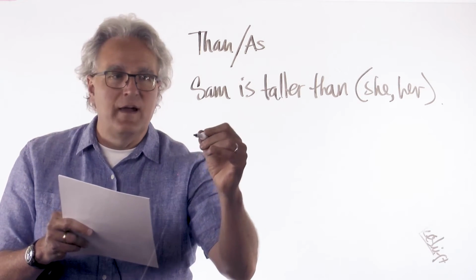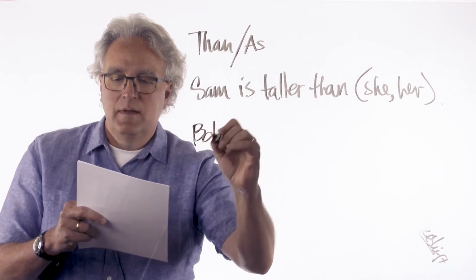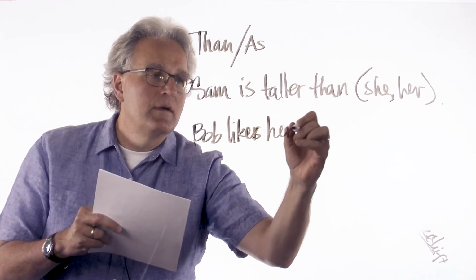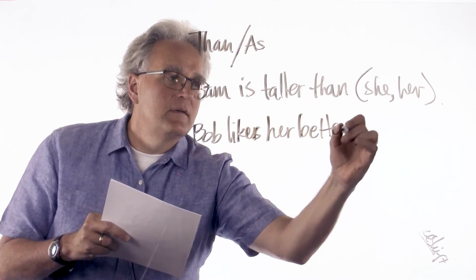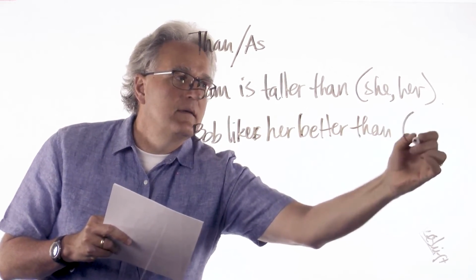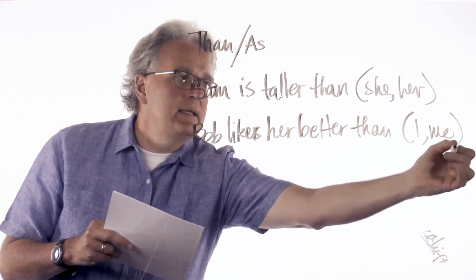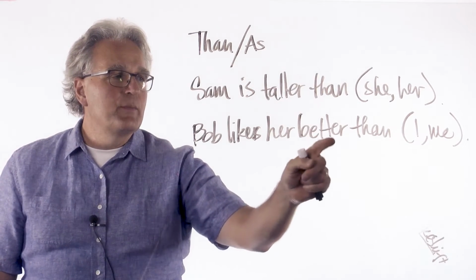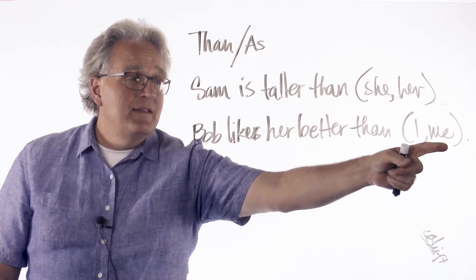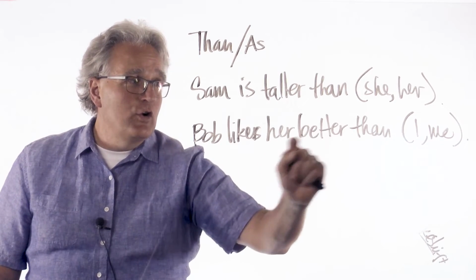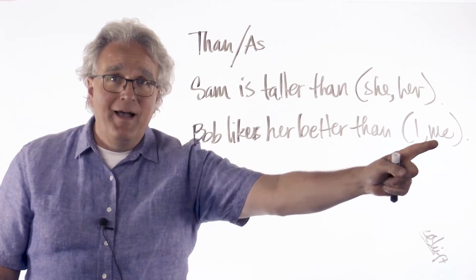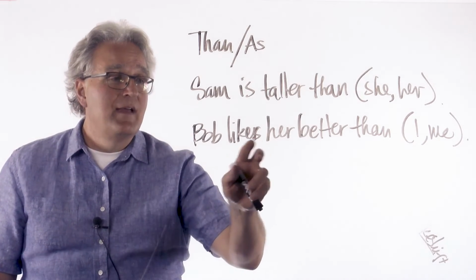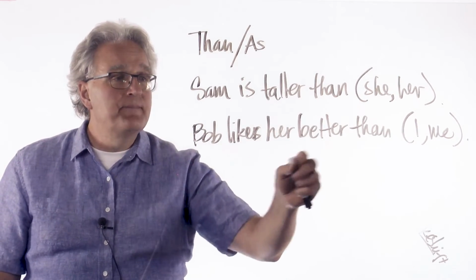When we have a sentence like, Bob likes her better than I or me. In this case, if we say, Bob likes her better than me, then it means the comparison is between her and me. So that's a perfectly acceptable sentence because he likes her or he likes me.